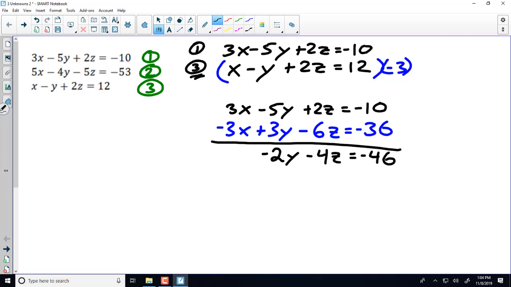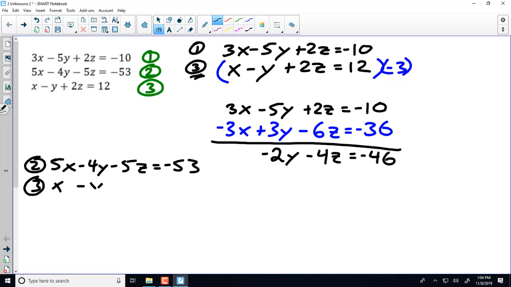All right, now I want to use a different pair of equations to get rid of x's again. So this time I'm going to use equations 2 and 3. So equation 2 is 5x minus 4y minus 5z equals negative 53. And equation 3, once again, is x minus y plus 2z equals 12.